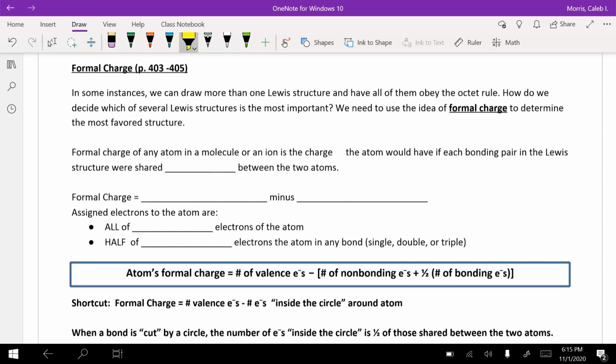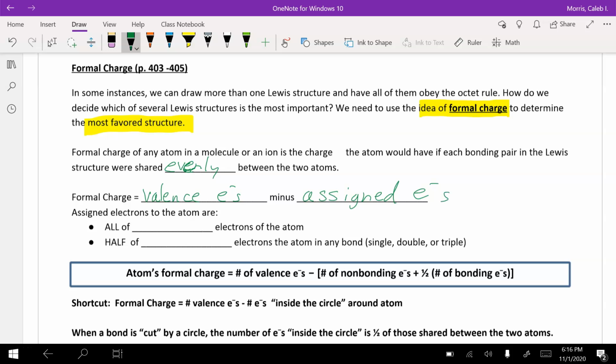We need to use the idea of formal charge to determine the most favored structure, the most likely one, the most prominent one. Formal charge of any atom in a molecule or an ion is the charge the atom would have if each bonding pair in the Lewis structure were shared evenly between two atoms, or equally. Say evenly or equally. So formal charge is equal to the valence electrons minus the assigned electrons.